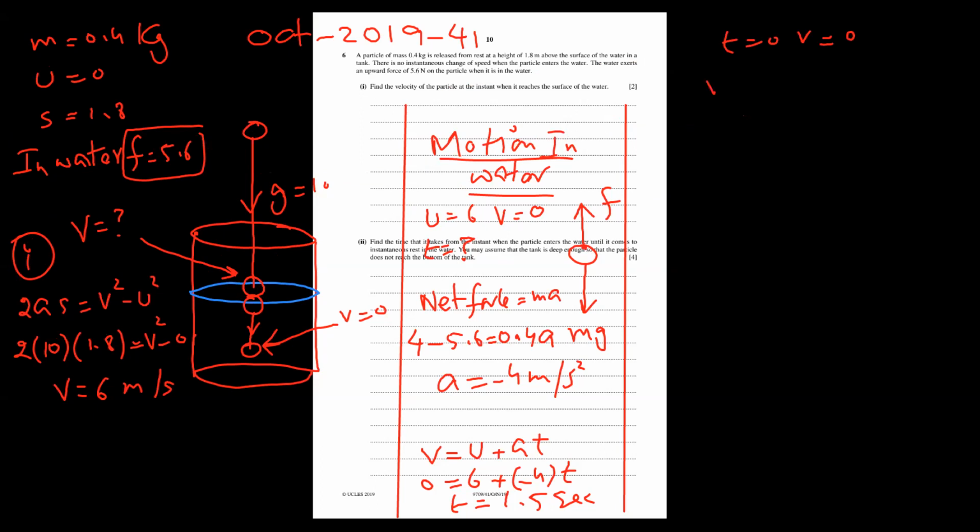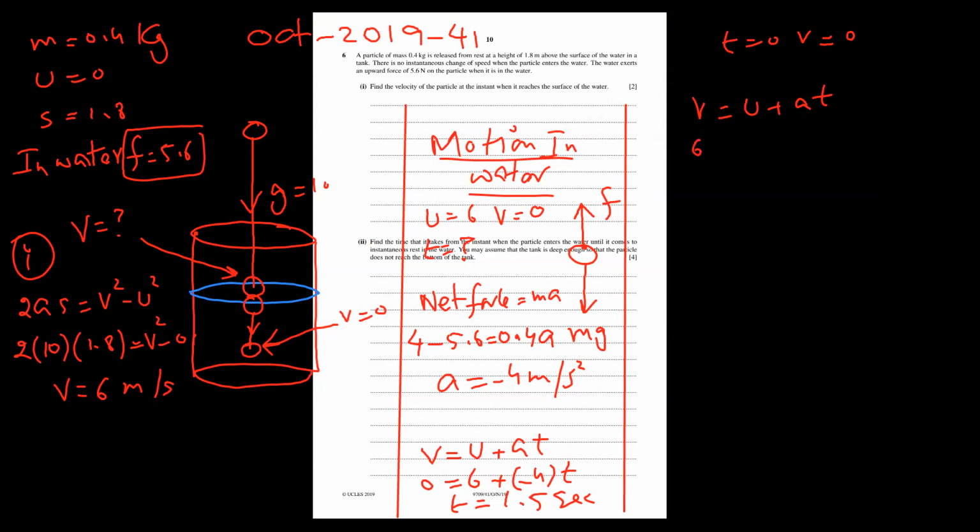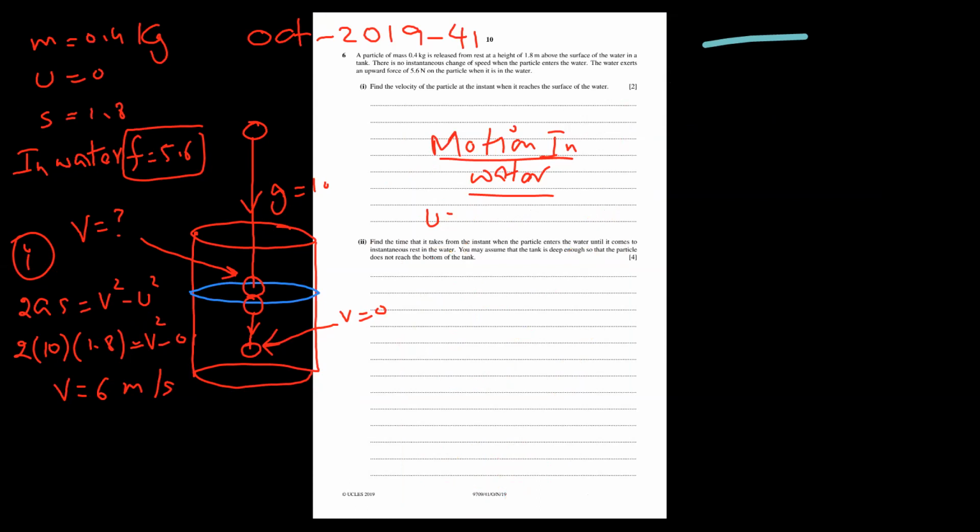So let's find V, first the velocity. V is equal to U plus at. Last velocity we got is 6. Starting speed is 0. So 6 equals 0 plus acceleration, and it's falling under gravity, 10. So its time becomes 0.6 seconds.